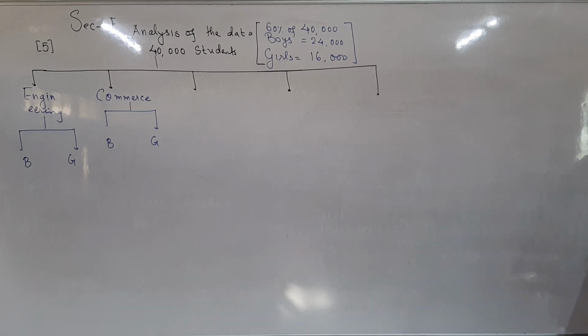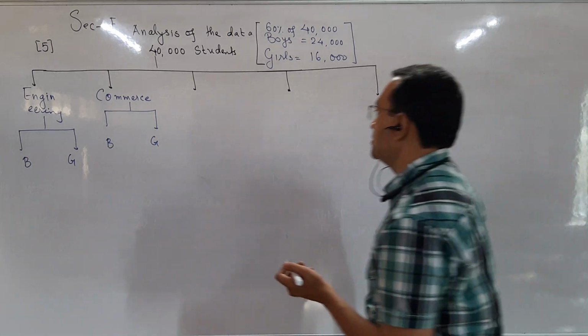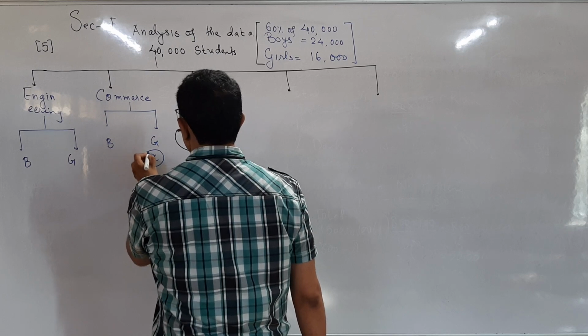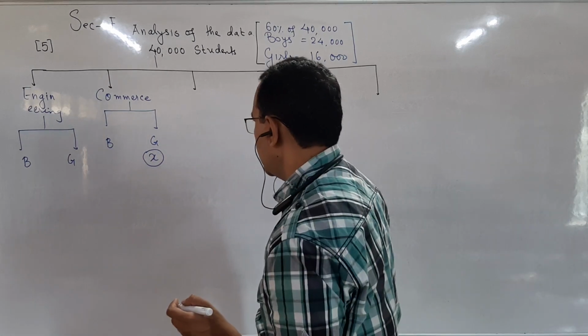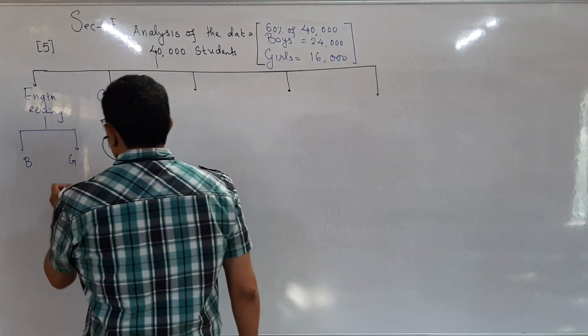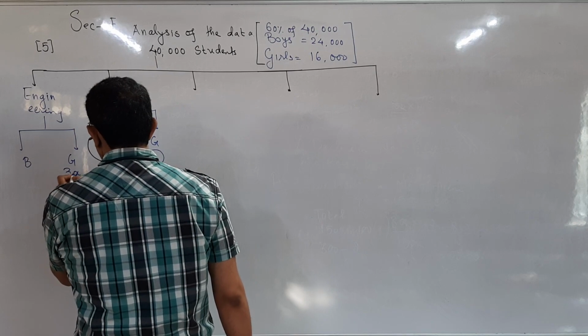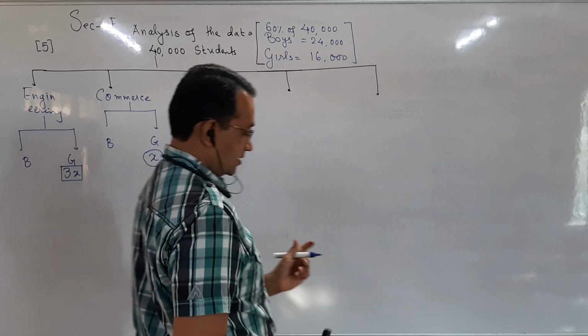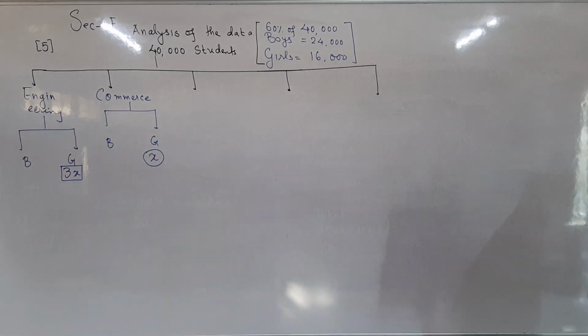The number of girls in engineering faculty was 3 times the number of girls in commerce faculty. Suppose there are x number of girls in commerce faculty, then in engineering we will have 3x number of girls. This is crystal clear.